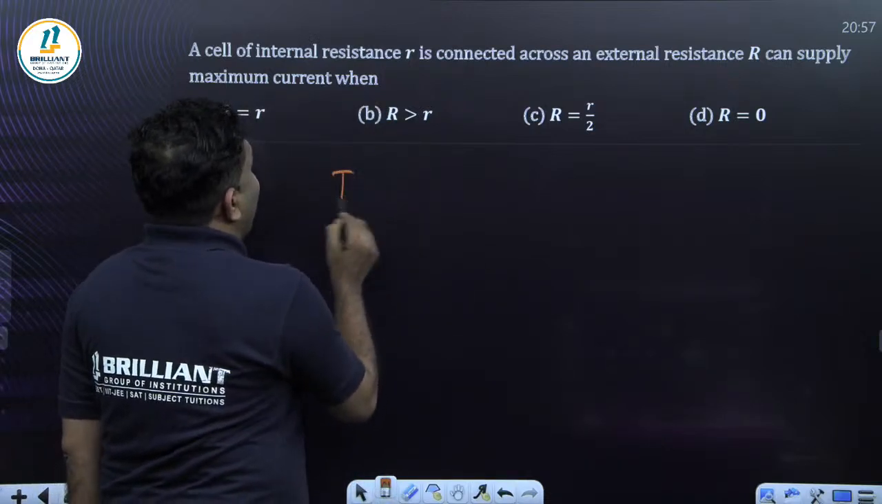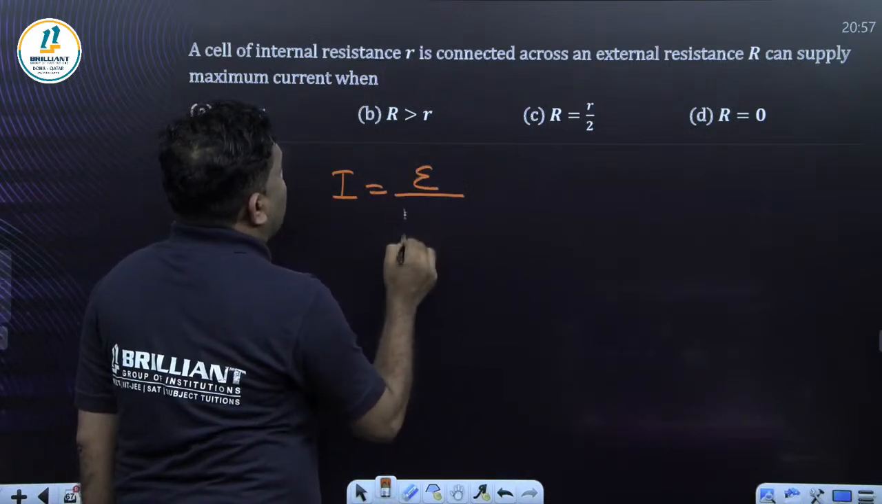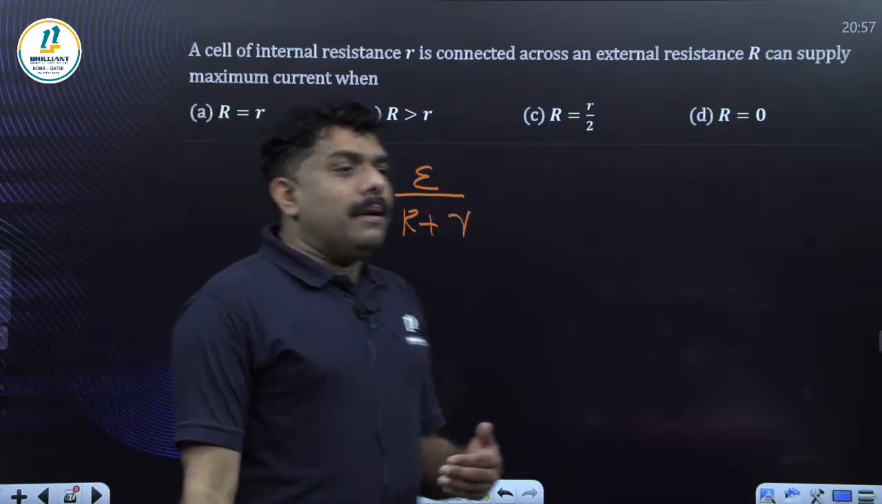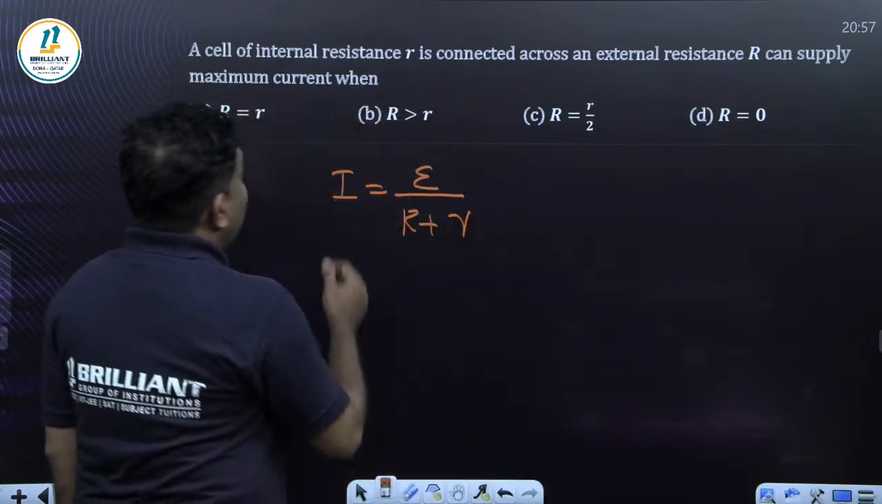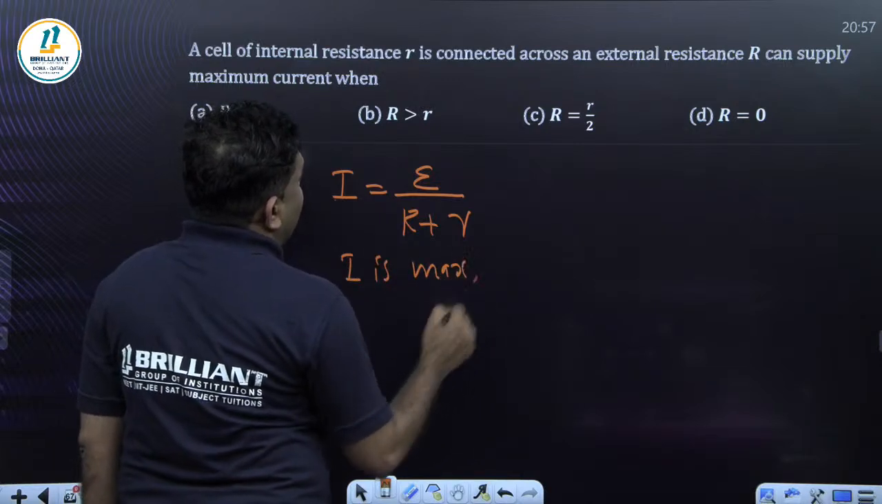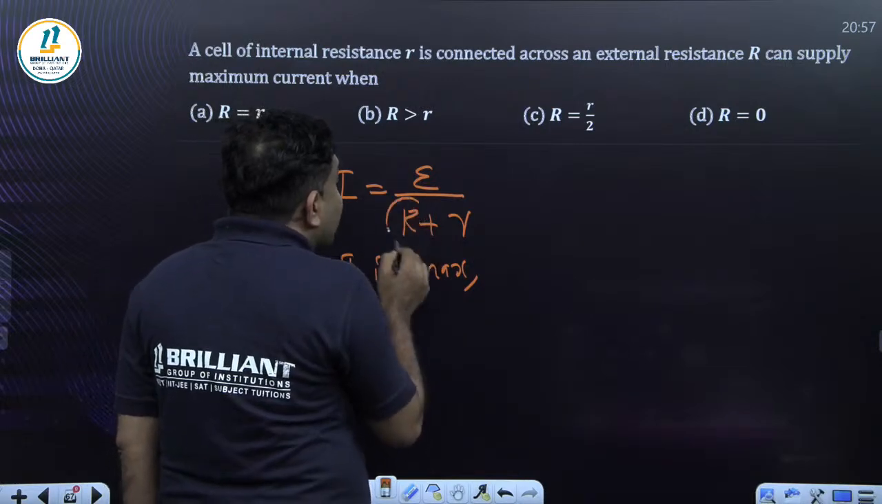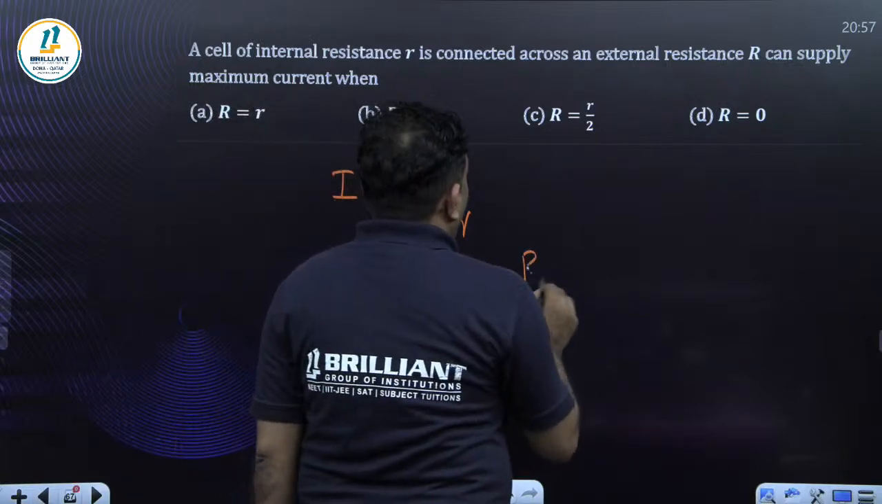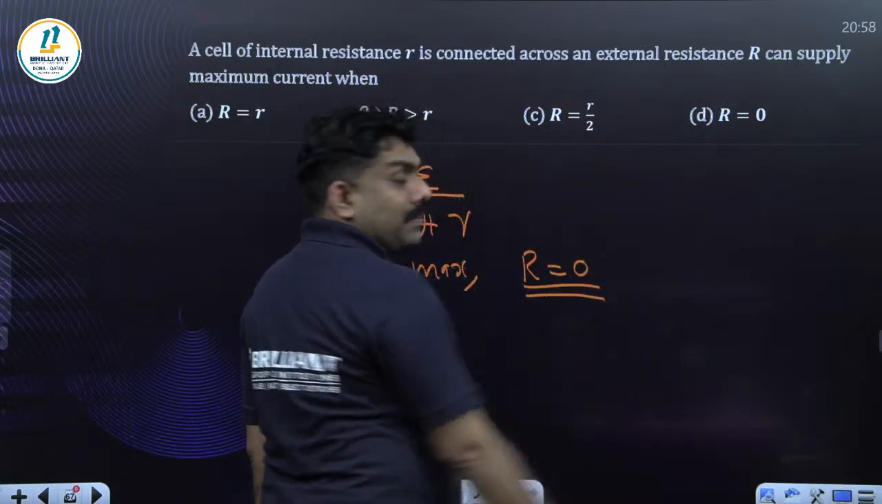We have the formula I is equal to E by (R plus r). I need a current maximum. So we can say when current is maximum, look, this external resistance is least. So it is inversely related, so R equal to 0.